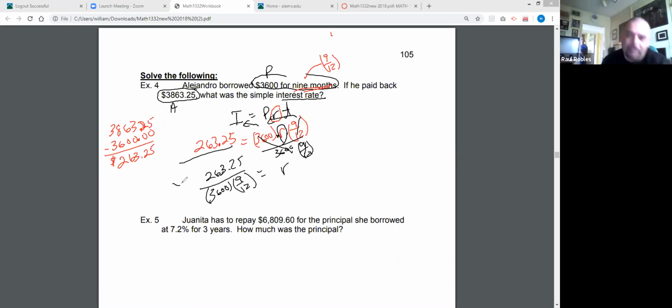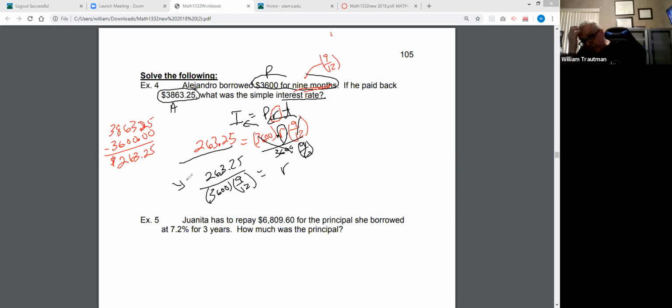So this is what we do to find the interest rate. We have to put that in our calculator. And you have to be very careful. Start off with putting a fraction in there.